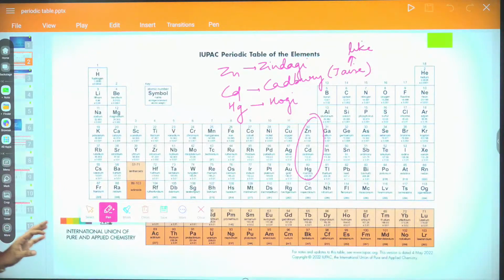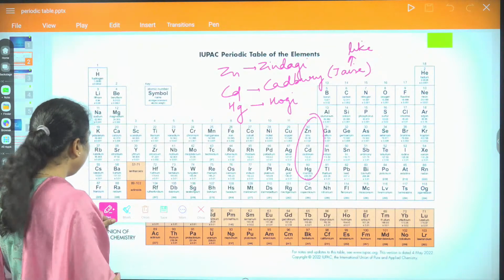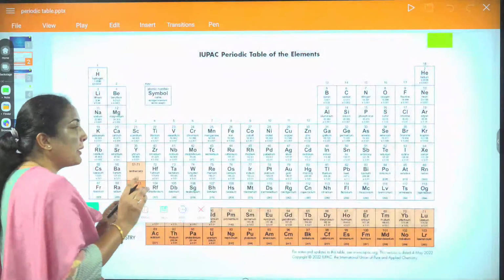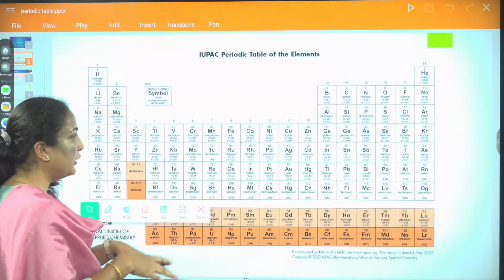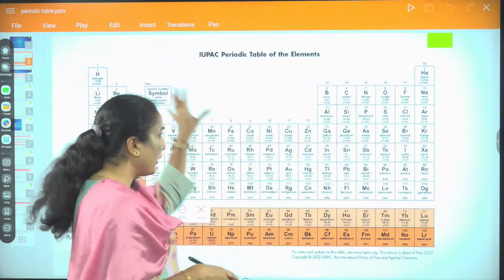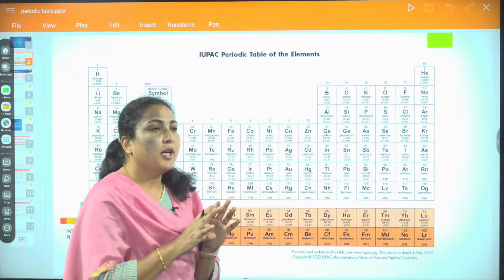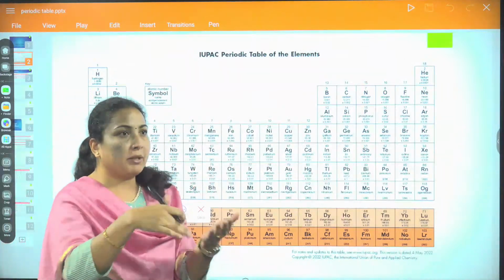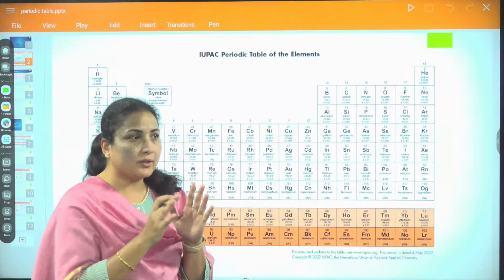Yes, are we done? Okay. Hopefully people have understood. Now there was a purpose for making you remember all these things, because for S, P block, D block horizontally we knew, but we didn't know about vertically. That is also important.